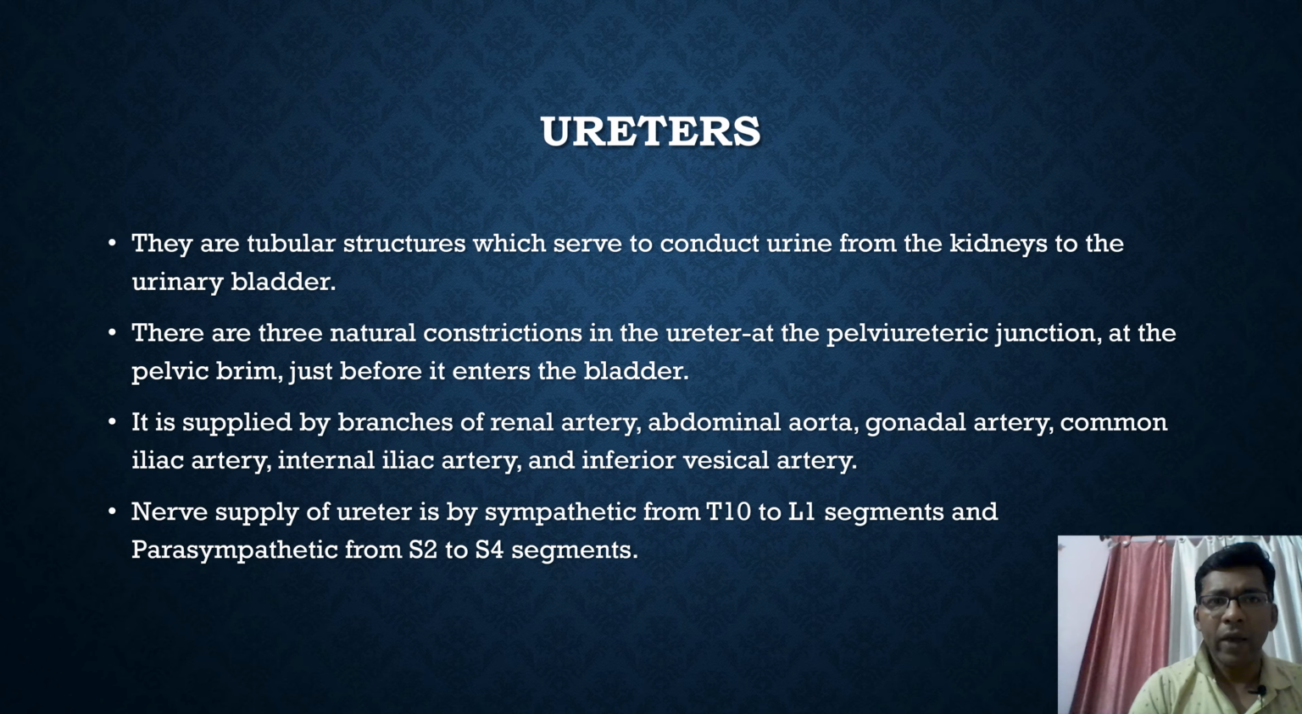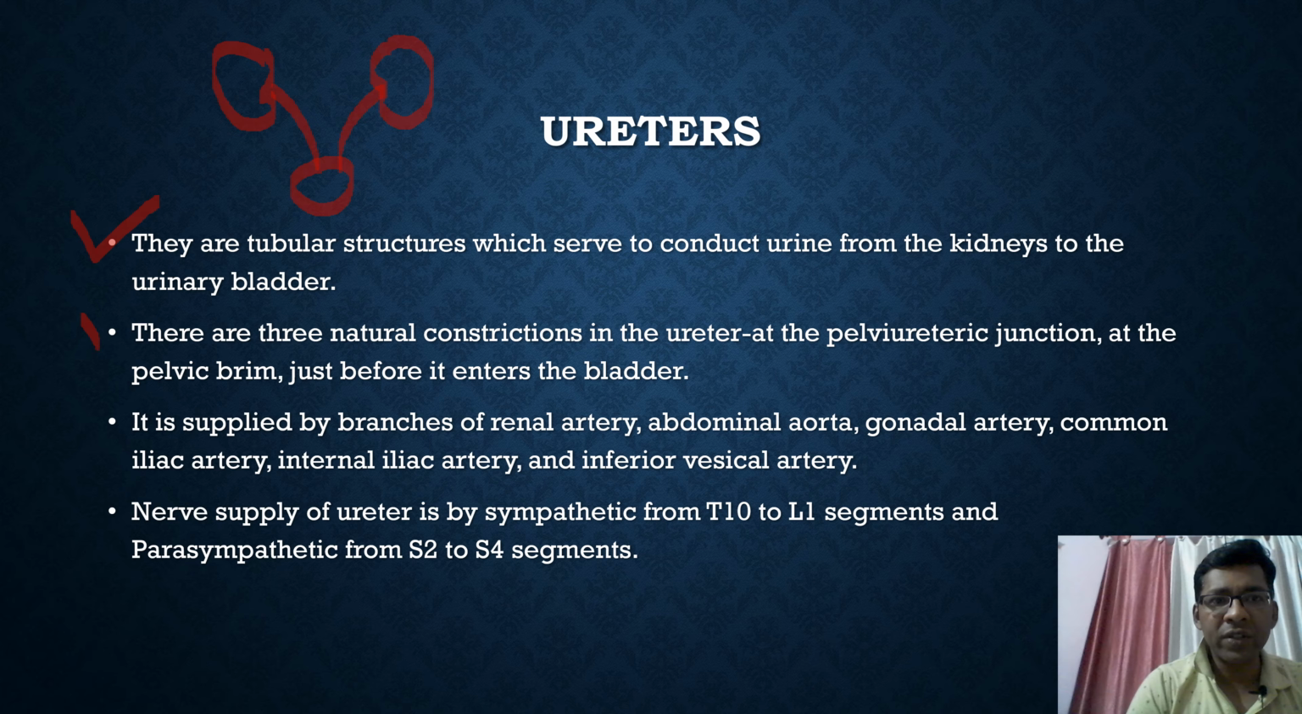Now urine has been formed by the kidney. The kidneys have done their job. So if we draw both side kidneys, they have done their job, and urine has to come down. Both side ureters do the job of transporting urine up to the urinary bladder. They are tubular structures which serve to conduct urine from the kidneys up to the urinary bladder.